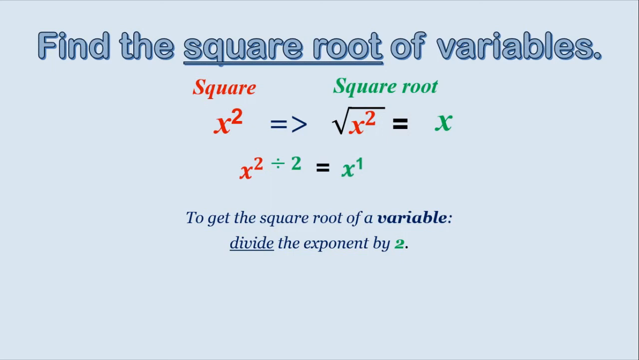But since we do not usually write the exponent, if the exponent is 1, then we only need to write x instead of x to the first. Therefore, x squared is a square and x is its square root.